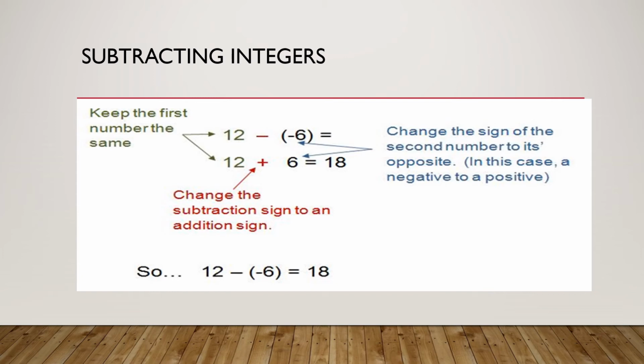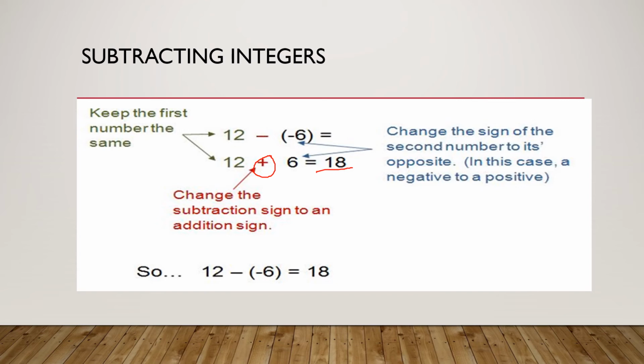Okay, so here, change the sign of the second number to its opposite. So, 12 minus negative 6. Change the subtraction sign. It becomes positive. So, the answer is 18.